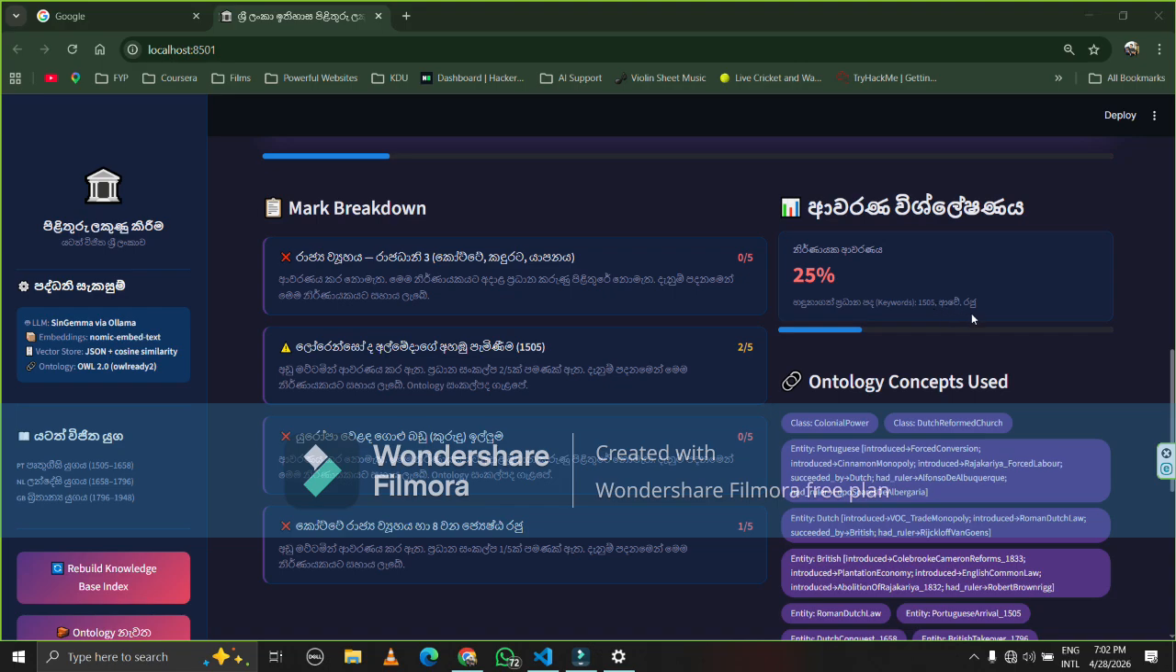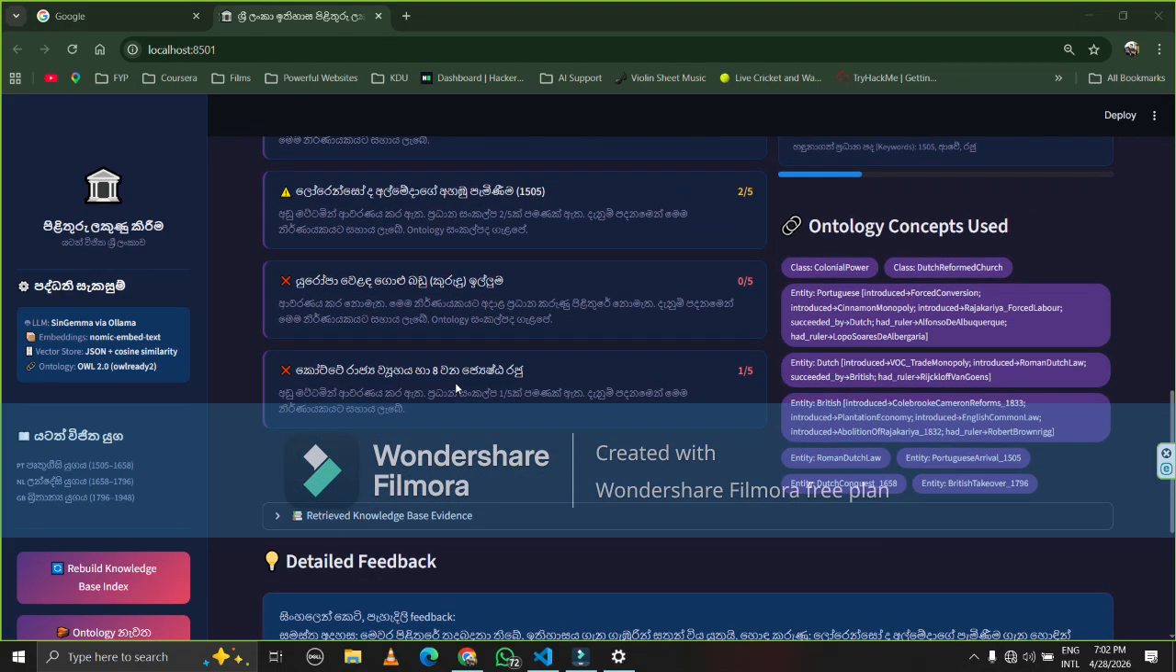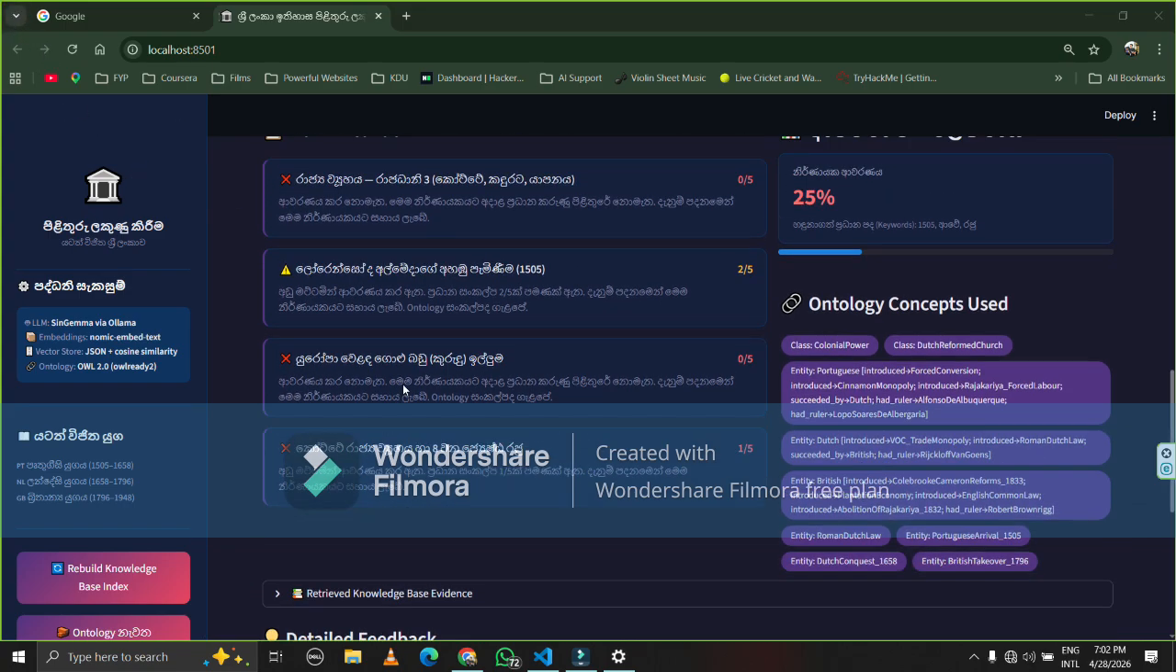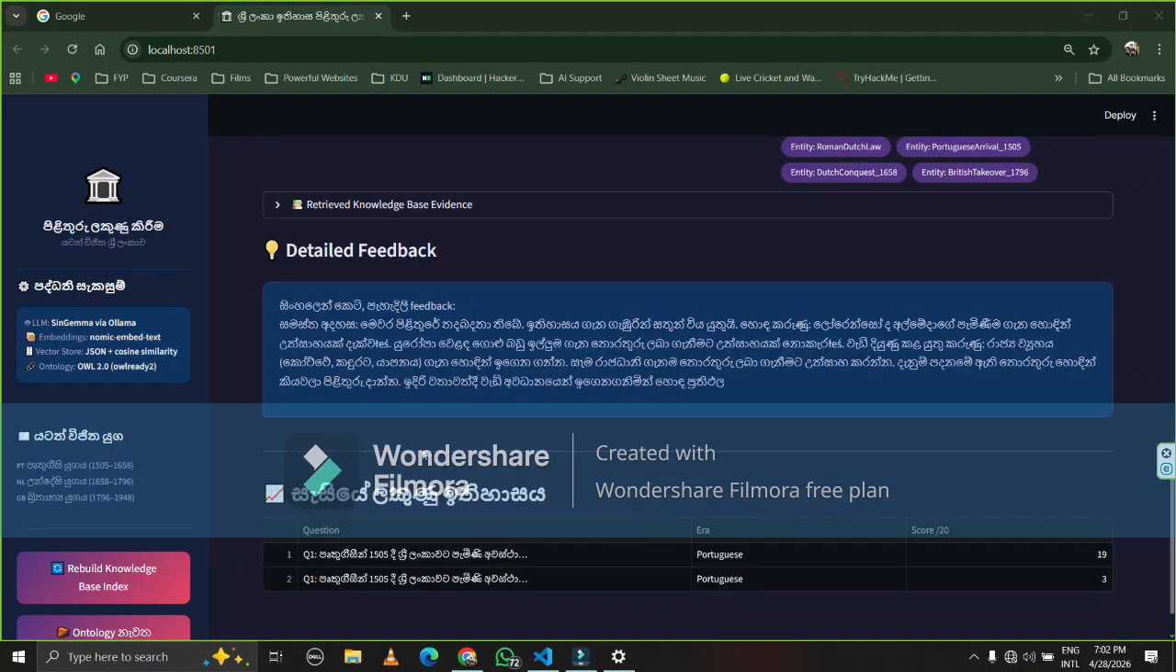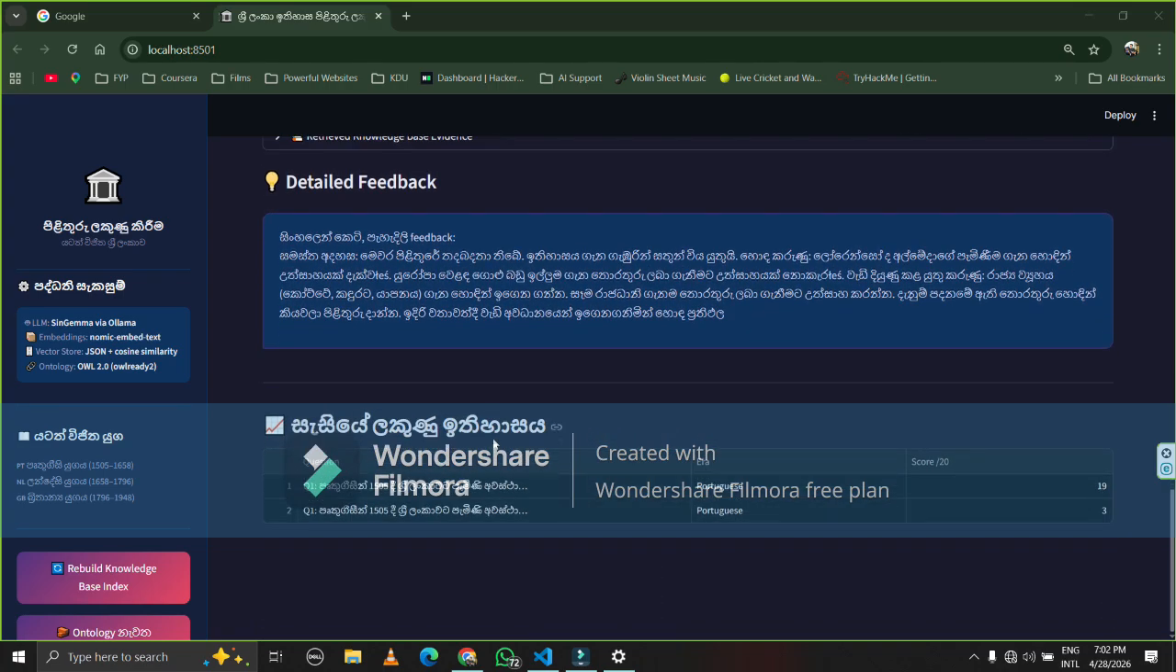Only three keywords have been covered, so it is marked as 25% keyword coverage, and only two concepts have been covered in the marking scheme. So it is clear that there is a huge difference in how it is marked when we give a strong answer and a weak answer for the same question. And you can see that detailed feedback is given here, and the mark is also stored here.